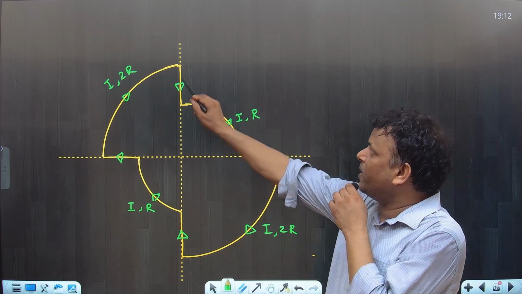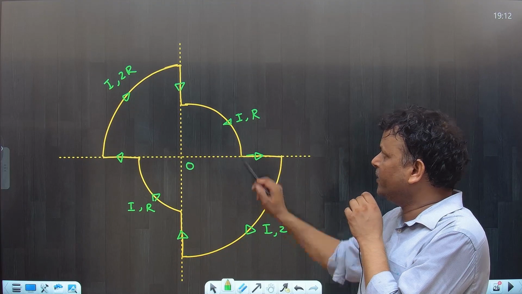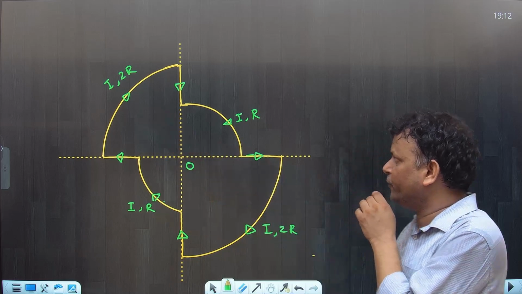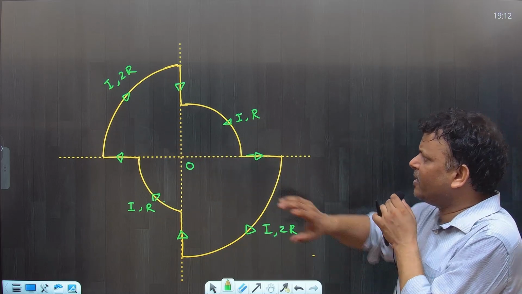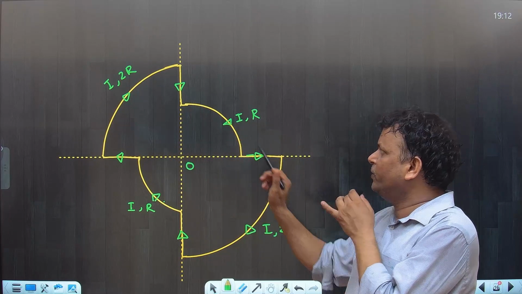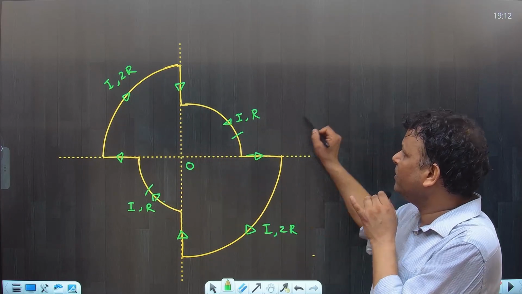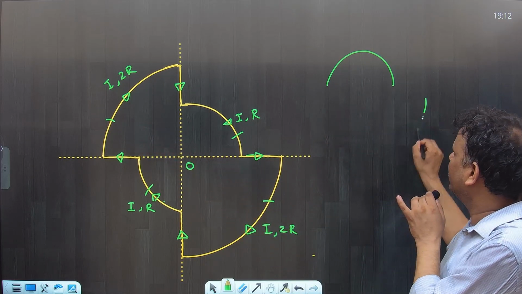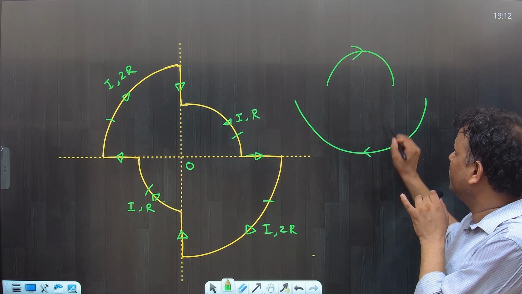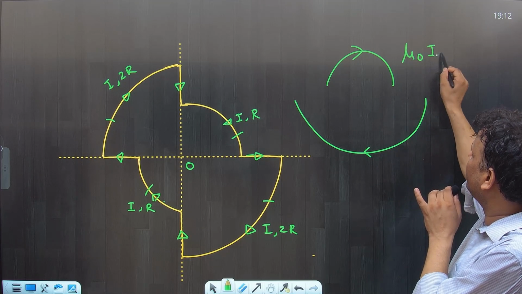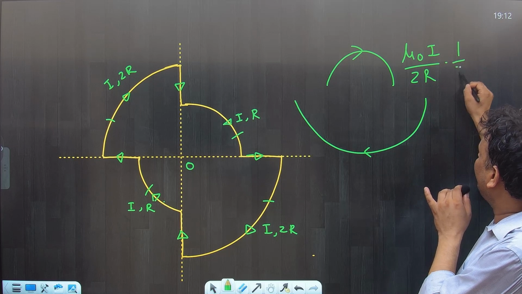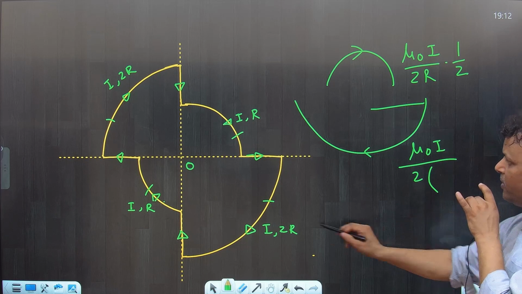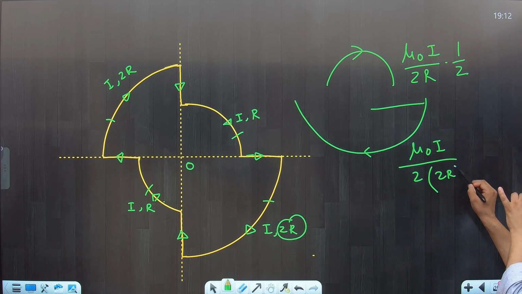Due to these straight parts, the magnetic field at O will be 0, and there are two circular parts having the same radius R and two circular parts having the same radius 2R. So you can say the magnetic field due to every part will be added. These two will make a half circle, and these two will make a half circle, right? And the current is having this direction. So the magnetic field due to this is mu naught I by 2R into half. For this the magnetic field is mu naught I by 2, for R you will write 2R, into half.